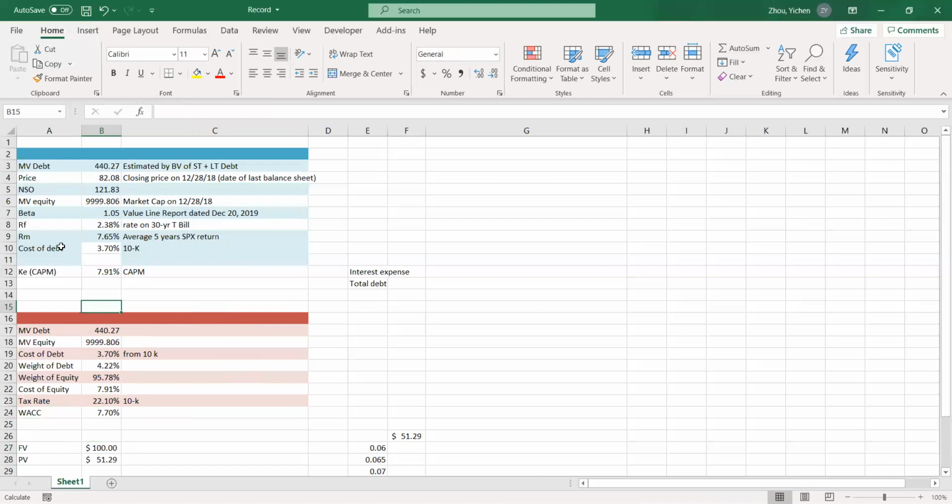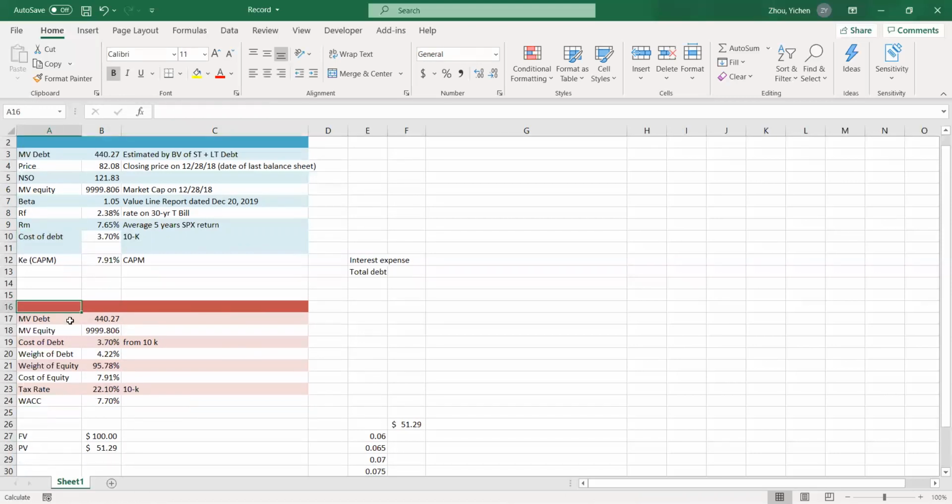Okay, so after we get the WACC, however, it might not be that accurate, because as I mentioned before, we have different sorts of beta, we have different risk market return, and we also have different ways to compute the cost of debt. So in order to give us a more confident number, we want to do some sensitivity analysis.